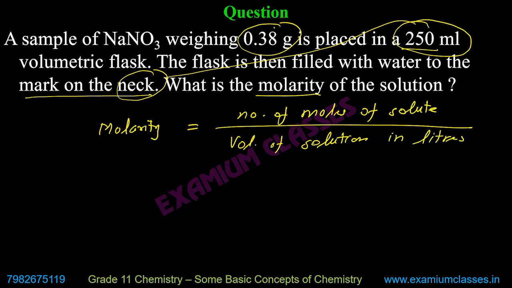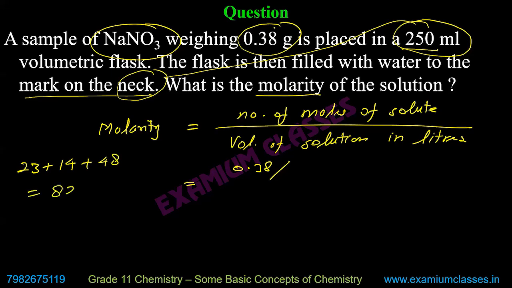in liters. Number of moles is given mass 0.38 divided by molar mass. Molar mass of NaNO3 will be sodium 23 plus 14 nitrogen plus 3 times 16, 48. You get 85. So given mass over molar mass.